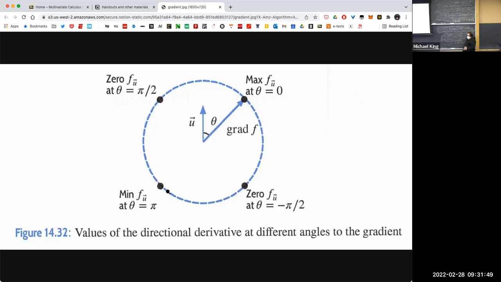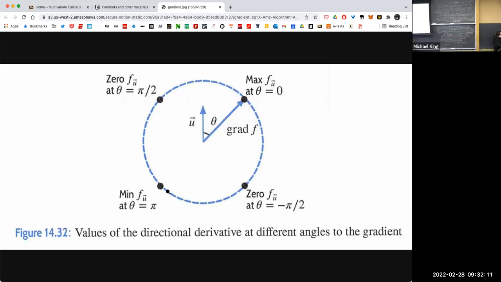And again, does it make sense with the ramp? If I'm going this direction, that's the maximal ascent. So if I turn 90 degrees, I'm just kind of following the same height on the ramp. And then if I turn the whole 180 degrees, I'm basically going down the ramp.